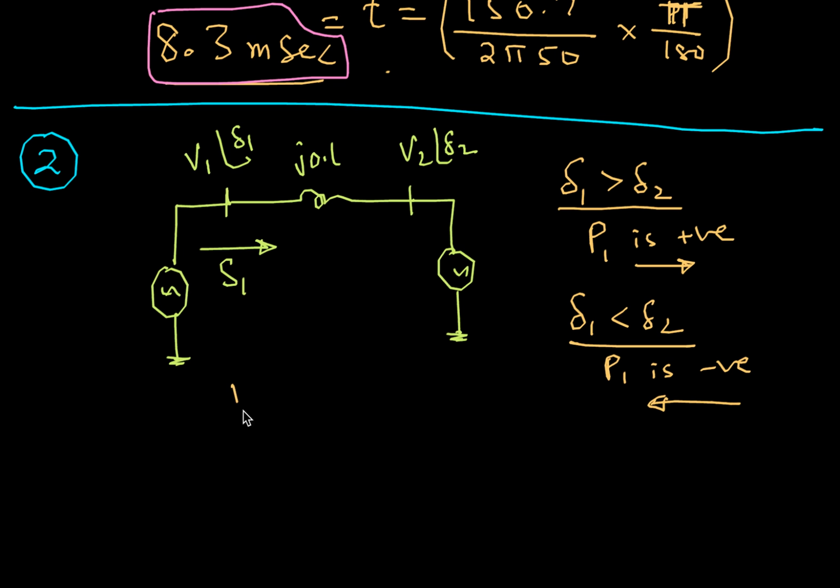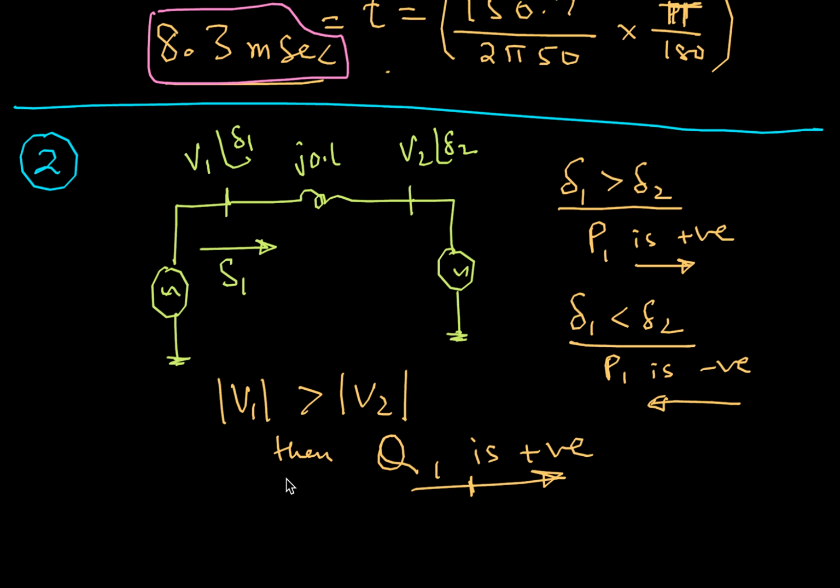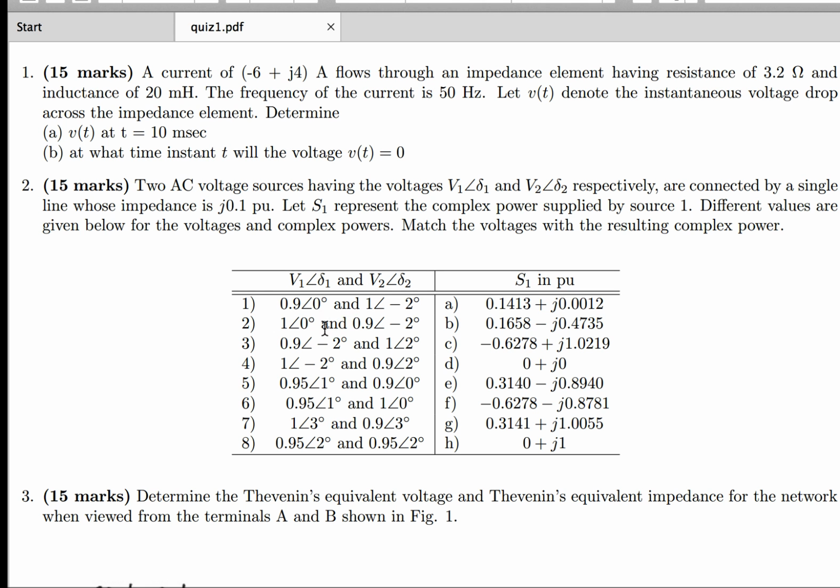Now look at V1 and V2. If the magnitude of V1 is greater than the magnitude of V2, then Q1 is positive. That is, the reactive power goes like this. If V1 is less than V2, then the reactive power is negative and it comes back like this. So active power flows from higher δ to lower δ, and reactive power flows from higher voltage to lower voltage. Based on these two, we can answer this question.